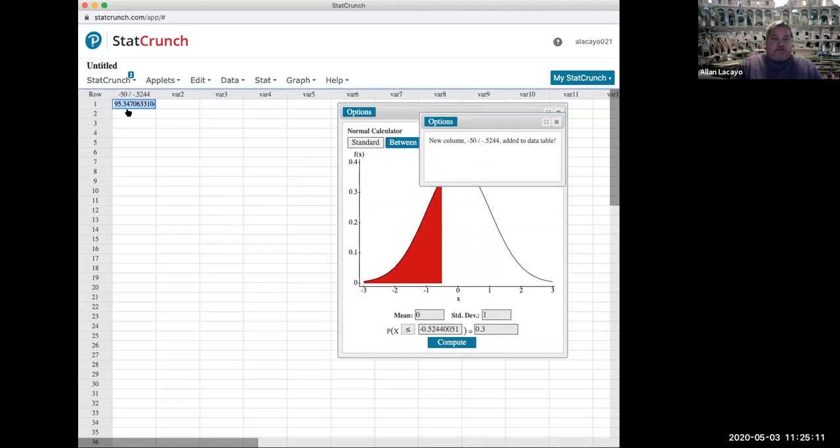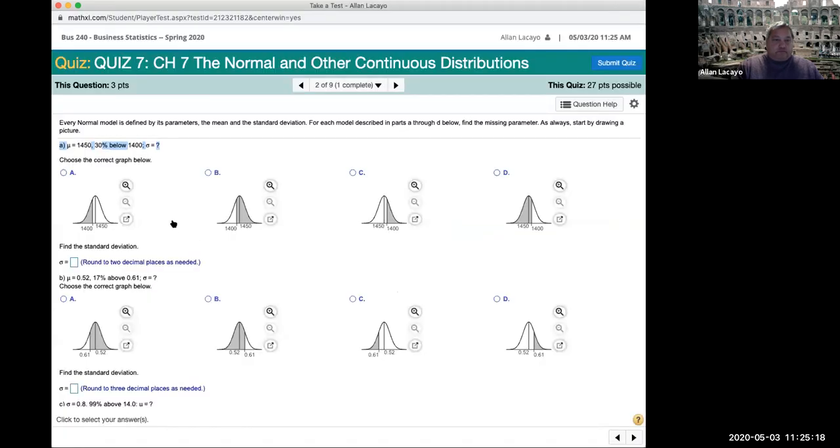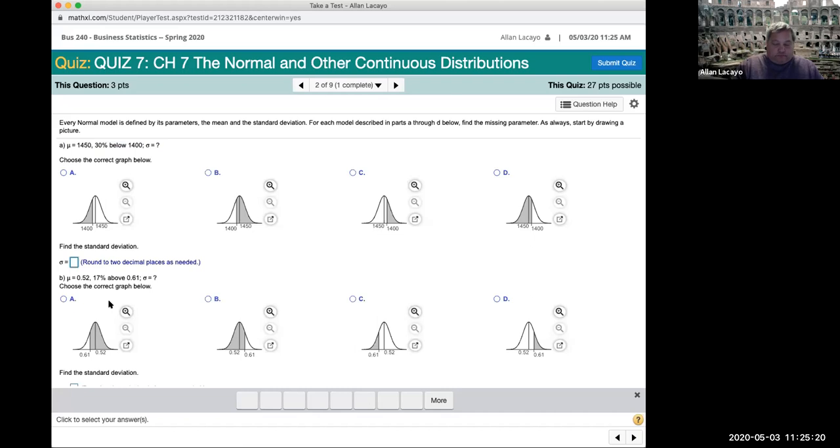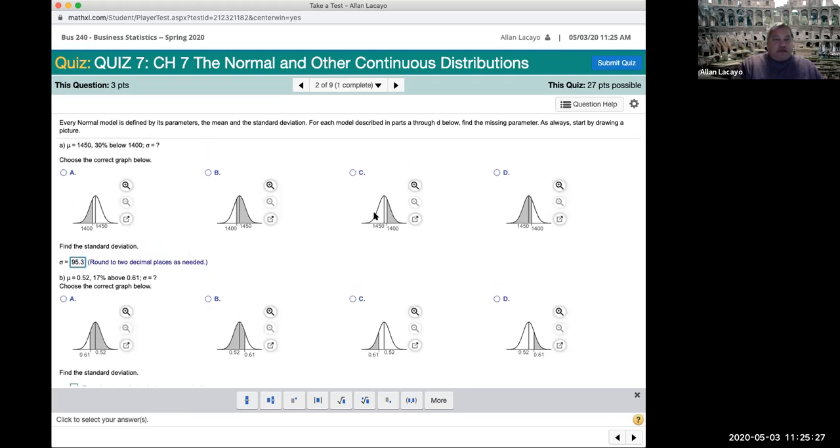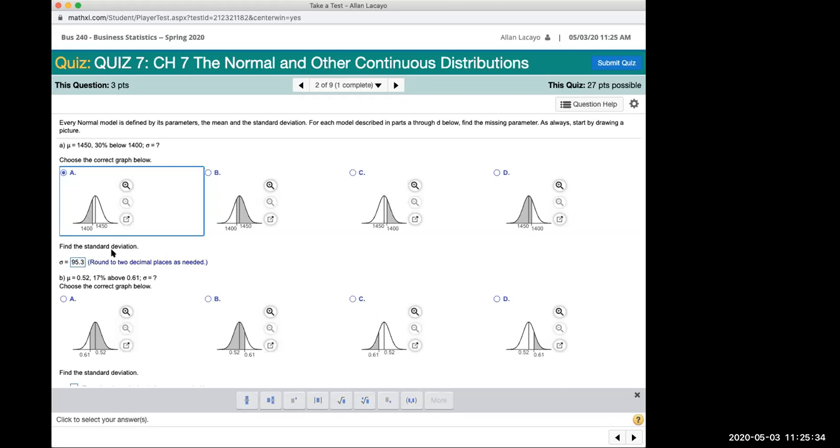So that's a 95.3. Okay. And the graph looks like that one. I just opened up the normal calculator, Alan. Were we just about to do part B?